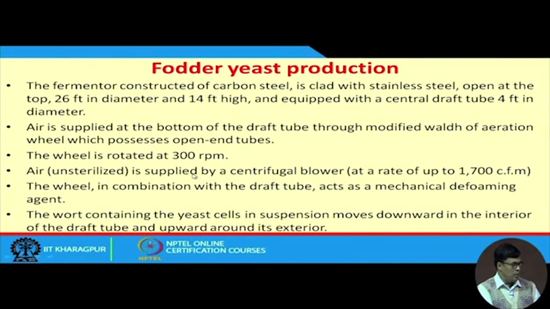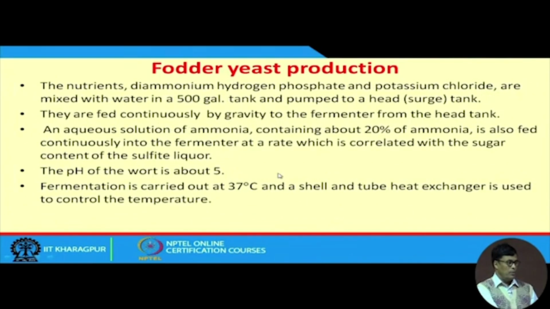This air is supplied by the centrifugal blower at the rate of 1700 cubic feet per minute, CFM. The wheel in combination with the drop tube acts as a mechanical defoaming agent. The broth containing the yeast cell suspension moves downward in the interior of the drop tube and upward around the exterior. This is the typical feature of the fodder yeast fermentation process that we have.